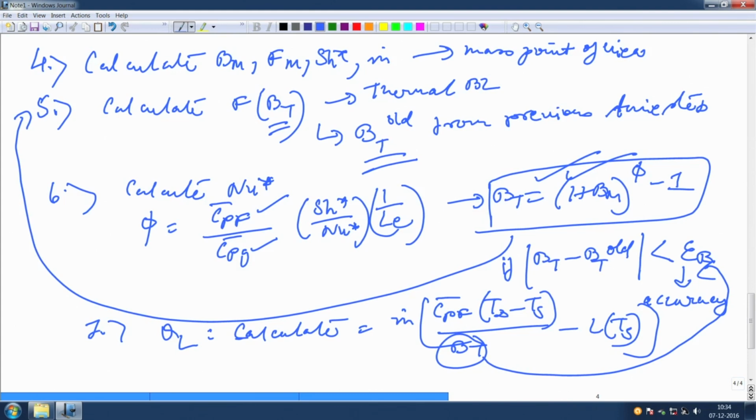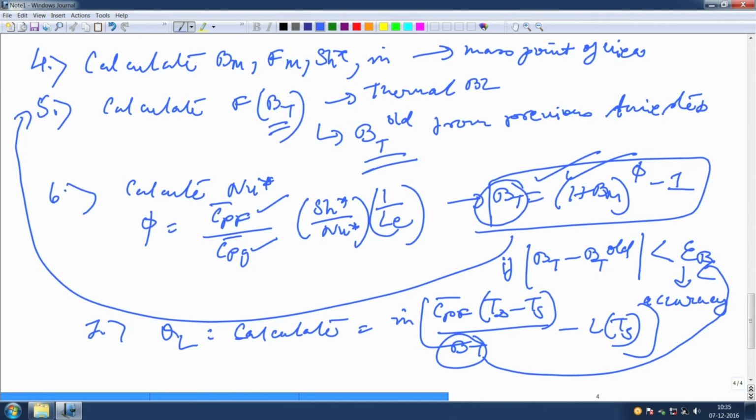If you just use BT as is, it will over predict. You are limited by the mass transfer in most of the cases, so you have to use BT accordingly. Of course, when your Lewis number is 1 and other things, this particular factor does not even come into the picture, so this phi will be almost like 1.